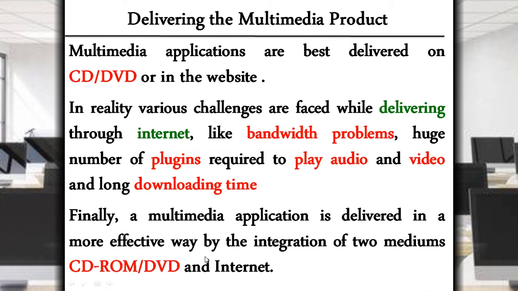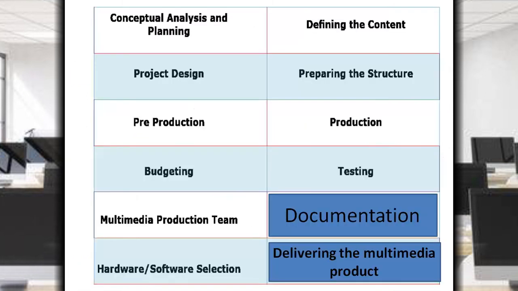So these are the 12 phases or 12 steps followed for developing a multimedia production. We'll recap all the steps one more time. What are the steps followed for developing a successful multimedia project? Conceptual analysis and planning, project design, pre-production, budgeting, multimedia production team, hardware software selection, defining the content, preparing the structure, production, testing, documentation, delivering the multimedia product.